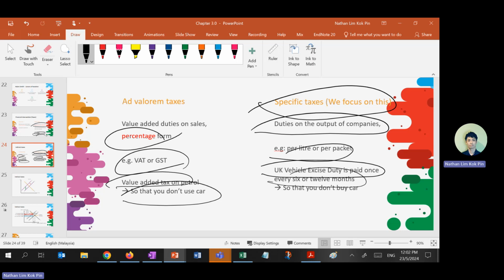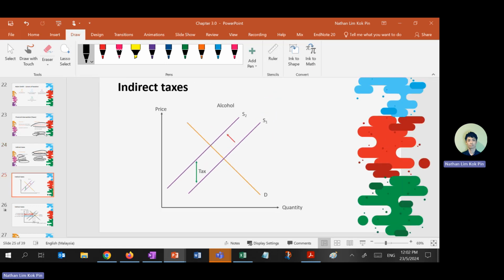But we already went through that when there's a tax, supply will decrease, right? In chapter 2. When there's a tax, supply will decrease. But we haven't talked about where the tax is. So today we're going to talk about where the tax is. Please draw this in your workbook, page 87. This is where the tax is. Take note, the tax for indirect specific tax is always the vertical distance between two supply curves.